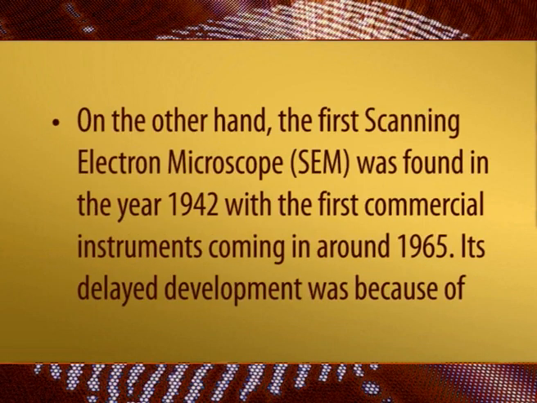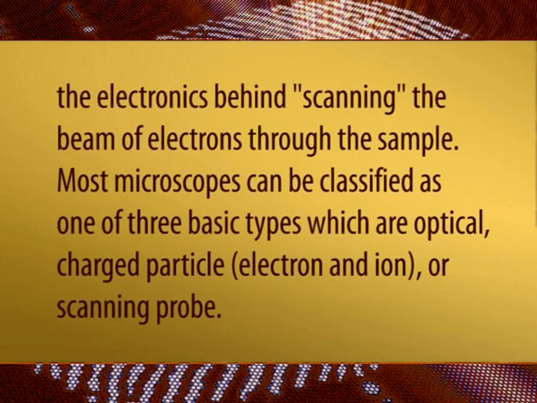On the other hand, the first scanning electron microscope was found in the year 1942, with the first commercial instruments coming in around 1965. Its delayed development was because of the electronics behind scanning the beam of electrons through the sample. Most microscopes can be classified as one of the three basic types, which are optical, charged particle electron, or an ion or scanning probe.